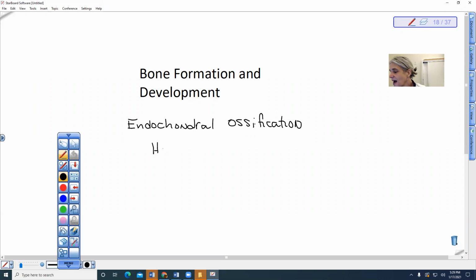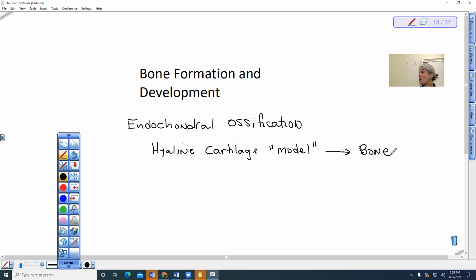So this is where we have a hyaline cartilage model. I'll put that in parentheses, model. And this is in the fetus, so this is during embryonic development. And then this is going to turn into a bone. So most of our bones, except for the flat bones, undergo endochondral ossification.